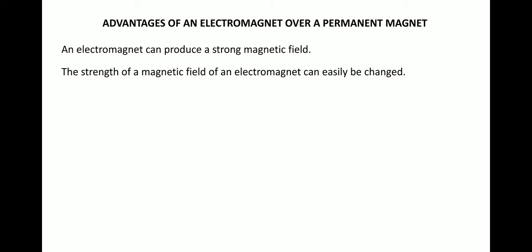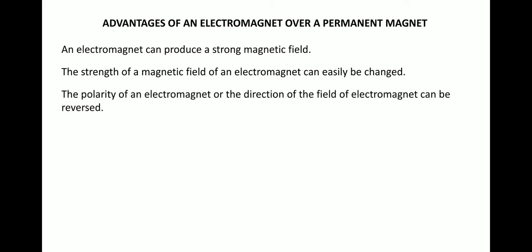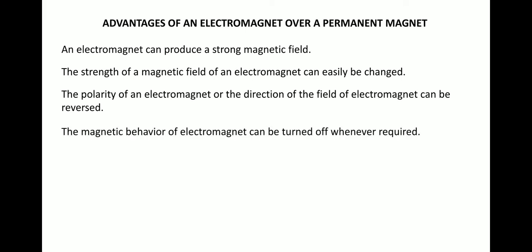Also, the polarity of an electromagnet, or the direction of the field of an electromagnet, can be reversed simply by reversing the direction of the current. We have already learned this. Also, the magnetic behavior of an electromagnet can be turned off whenever required and also turned on whenever required. So these are the advantages of an electromagnet over any permanent magnet.